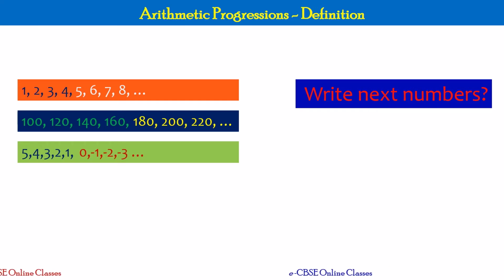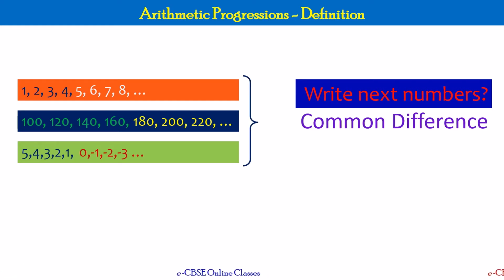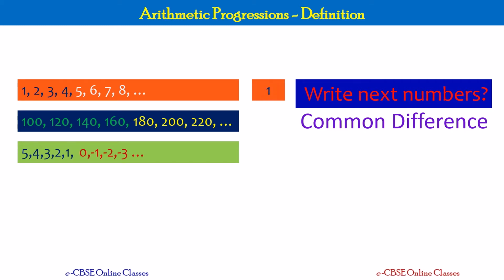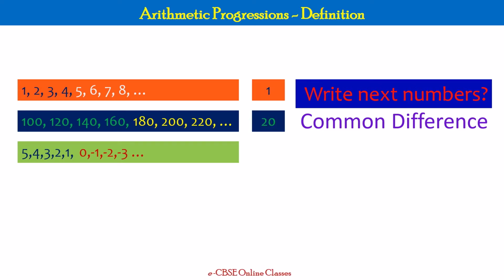So how did we come across these next numbers? We call that as common difference, right? In the first series, the common difference is 1. So each consecutive number is formed by adding 1 to the previous number. Similarly, second series, the common difference is 20. In the third series, common difference is minus 1, as in you started subtracting 1 from each previous number.